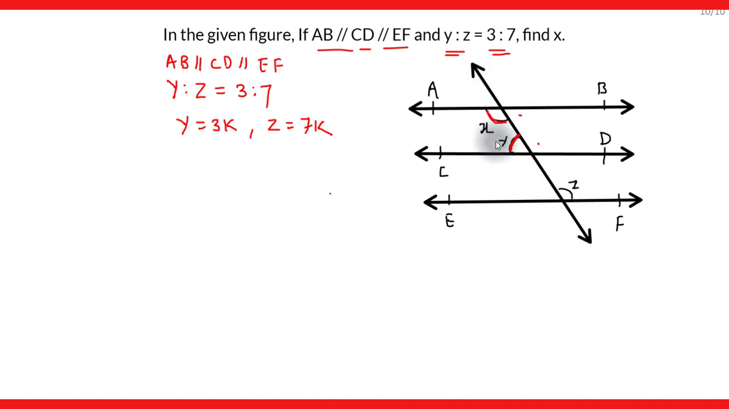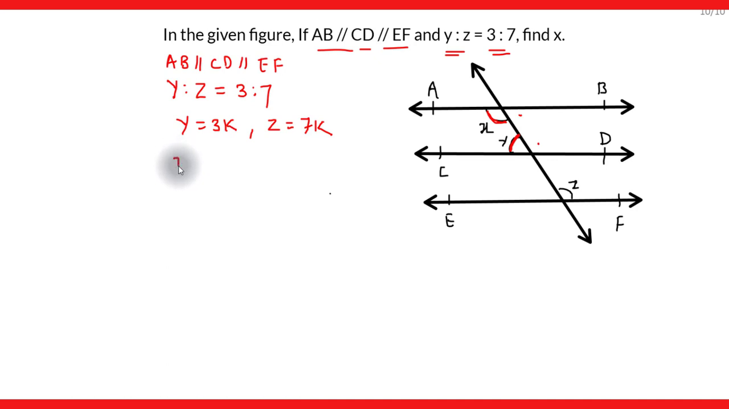So we call these two angles the interior angles on the same side of the transversal. What is the relation between these two angles, angle X and angle Y? Yes, the sum of these two angles is 180 degrees because the interior angles on the same side of the transversal are supplementary. Supplementary means the sum of the two angles is 180 degrees.